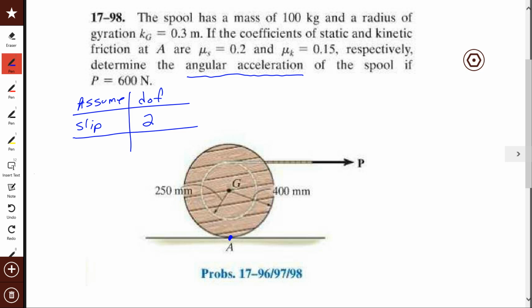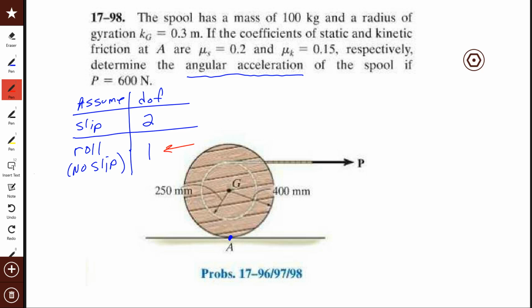If there's no slip at A, that's what we call roll. The formal term for that is that it's rolling, which means no slip. If there is no slip at A, it's possible for this spool to move because it can rotate, but if you stop the rotation and prevent it from slipping, then it can't move, and so the degrees of freedom is 1. So for problems like this, you start with the minimum degrees of freedom, you make that assumption, and then you test the forces that come out because of it.